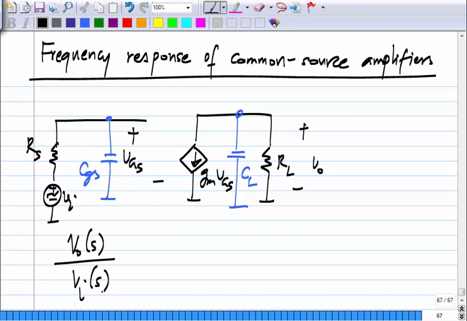As expected, it comes out to be a second order transfer function, and not only that, it's separable into two first order transfer functions, and that part is pretty obvious from the circuit itself. There is a first order circuit between VI and VGS and another first order circuit between VGS and VO. Okay.